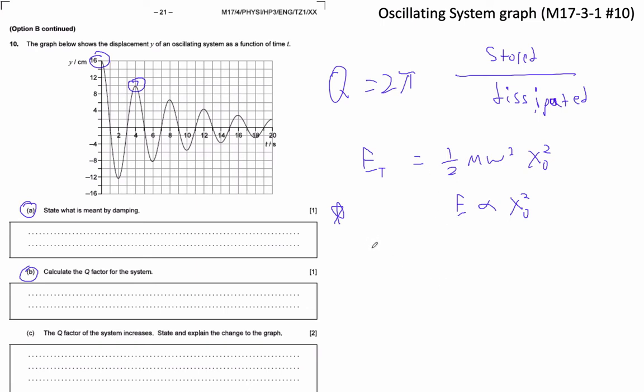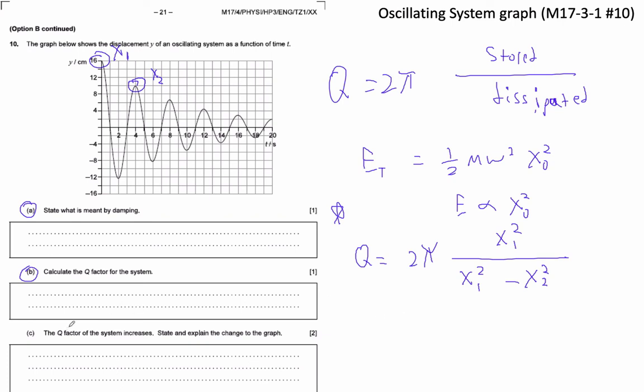And then what we're going to do here is set up a thing like this. Q is 2 pi, and then I'll call this amplitude 1, I'll call this amplitude 2, right? So it's 2 pi, and then you just go the original amplitude squared over the original amplitude squared minus the second amplitude squared, right? Which is basically, this is proportional to the energy stored, this is proportional to the energy dissipated, okay? And I'll tell you that I got a number between 10 and 11, okay?